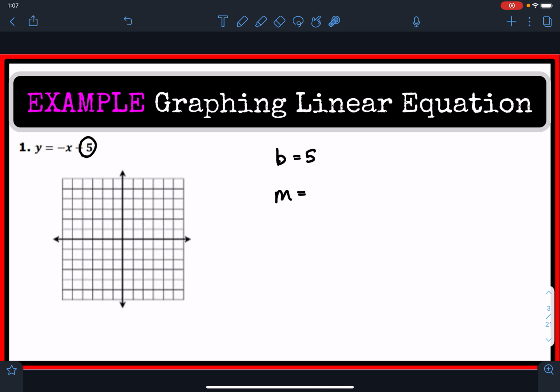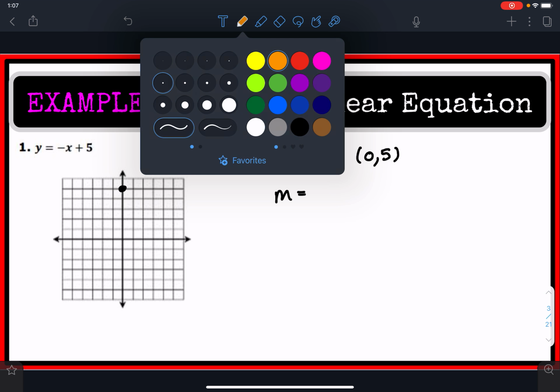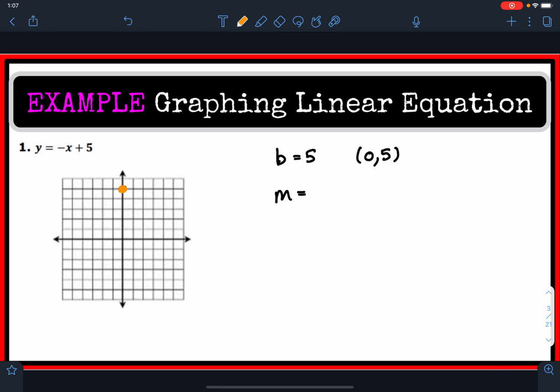The y-intercept occurs where x is equal to 0. So if I replace the value of x with 0, that term is going to cancel out, and as a result, the only thing left over is going to be the 5. So that is our y-intercept, (0, 5), which is located right there. Let me do it in orange, right there. So that is our y-intercept.